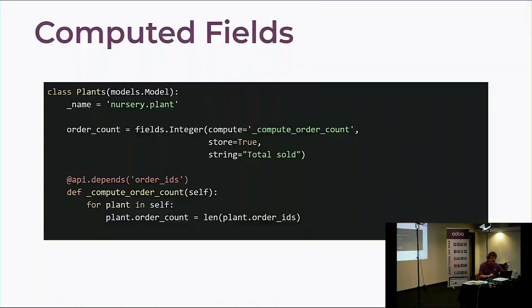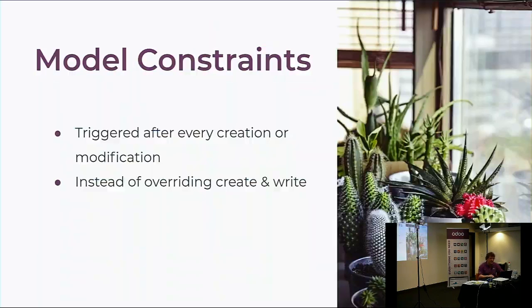Okay? So let's take our example to have the computed field order count. The field will be stored, computed by the method compute order count, and will be recomputed each time the field order IDs, so the one-to-many field, is modified. Okay.